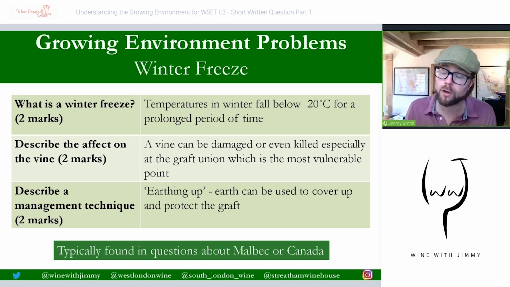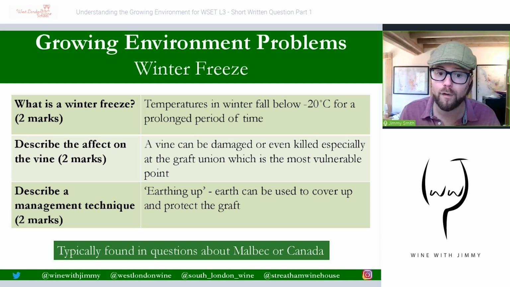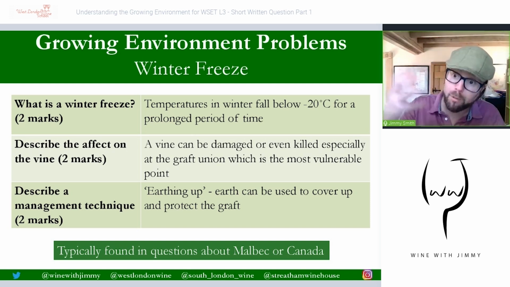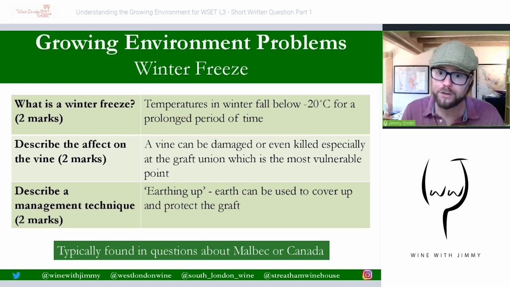So therefore, you only need to really mound up or earth up a certain amount of soil to cover that area. You're not burying the whole vine, though this does happen in places like China and even Canada, but you are just protecting the weakest point of the vine. So this is what we call earthing up, and that will reduce the effect of the winter freeze, which is settling above ground. Okay, so that is winter freeze complete.